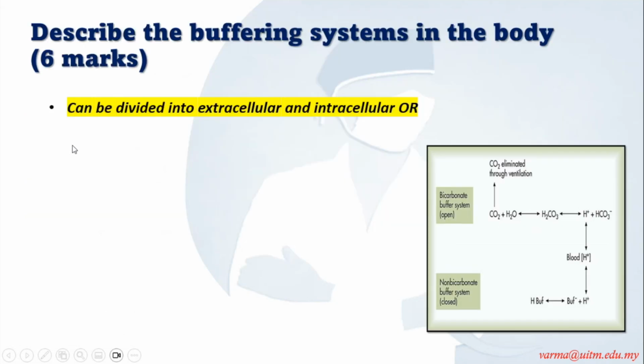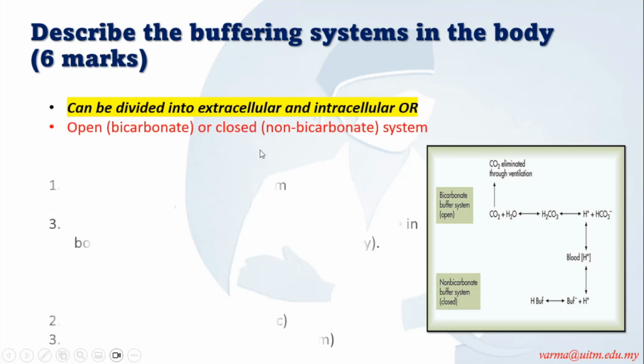Okay, next we come to the question per se. Describe the buffering system in the body, 6 marks. The question says describe, and it's 6 marks. So of course, I will start off by drawing this. You can talk about the open system and closed system. If I'm answering the question, I would have divided it into open and closed systems, which is more practical, but the examiner report was talking about an extracellular and intracellular approach. But if you have answered via open and closed also, you won't be penalized because the core of the answer is finally the same. It's just the way of dividing it. I would have answered it in this way. It is much easier to explain.